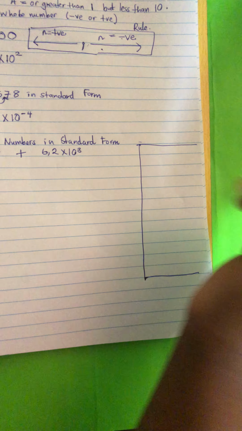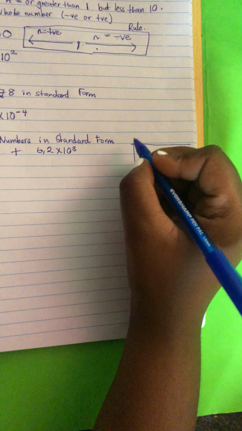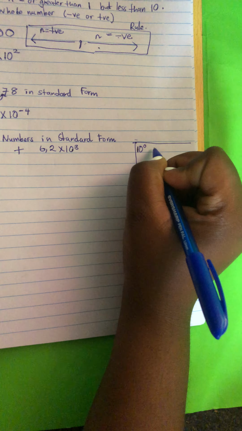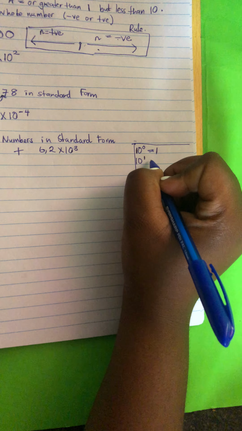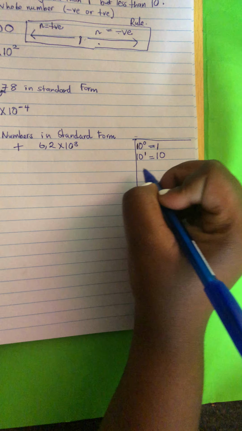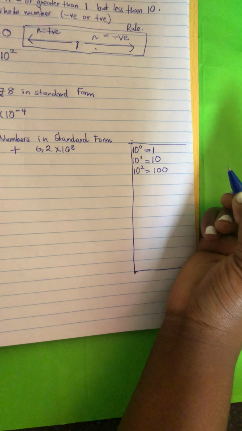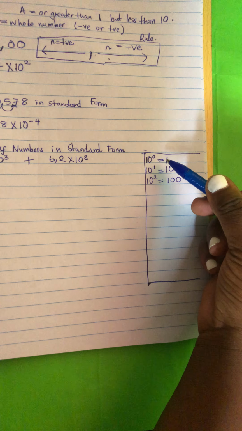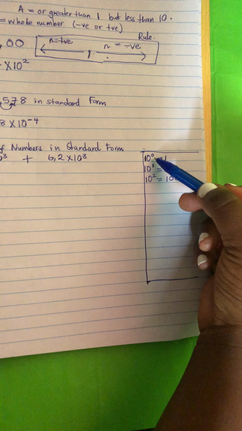You need to know that any number to the power of 0 is equal to 1. So for example, 10 to the power of 0 is equal to 1. 10 to the power of 1 is equal to 10. 10 to the power of 2 is equal to 100. Do you see the trick here? The trick is just writing 1 and saying how many zeros there are. It's just the power n.